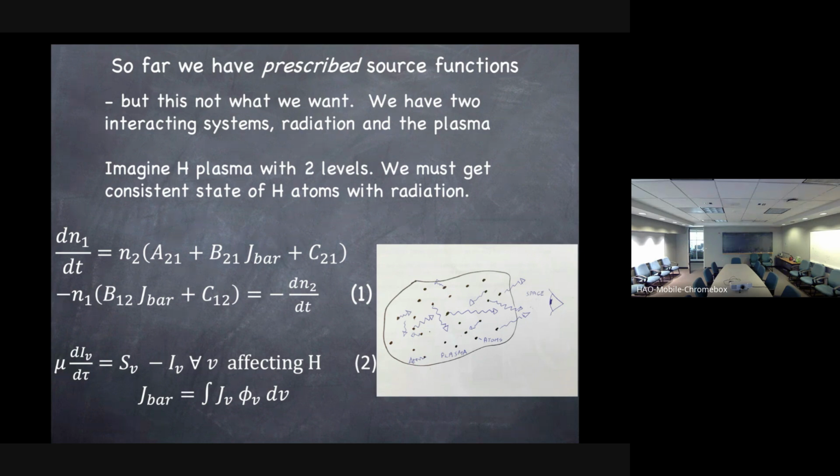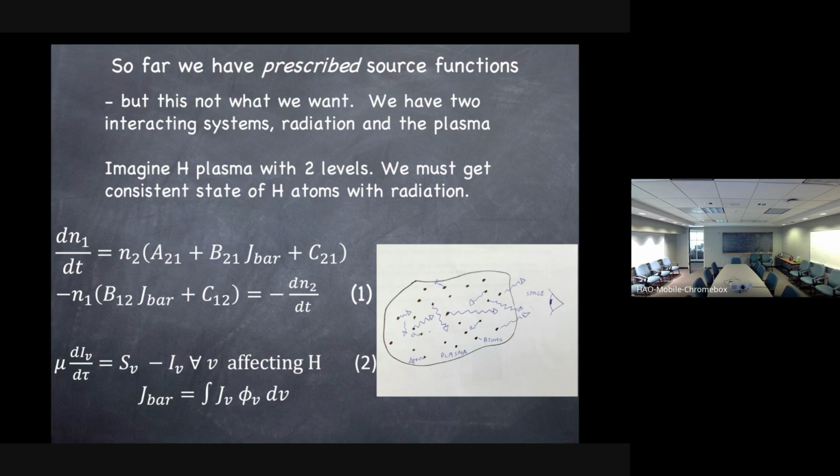So far, in this discussion about radiative transfer, we have discussed solutions with prescribed source functions. But this is not really what we want. We have two interacting systems, the radiation field and the plasma. The little sketch at the bottom shows that we have two kinds of particles in our plasma. We've got ions and electrons, charges, and we've got photons skipping around, some of which are escaping.